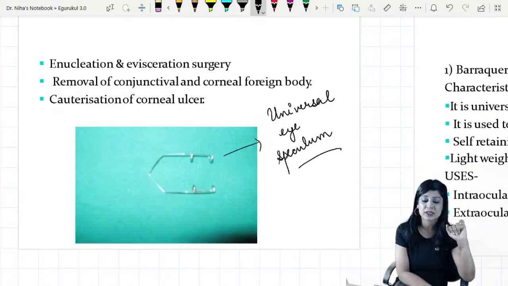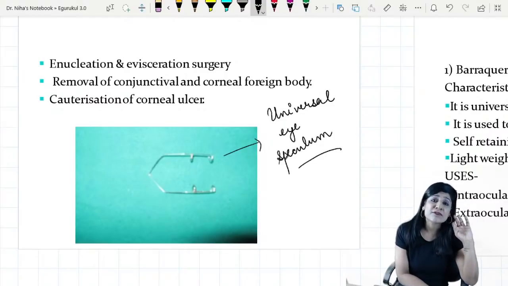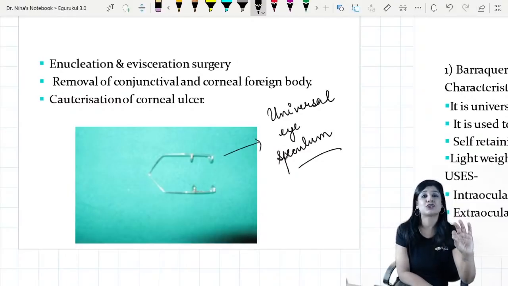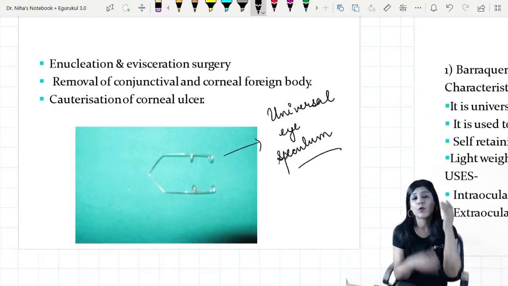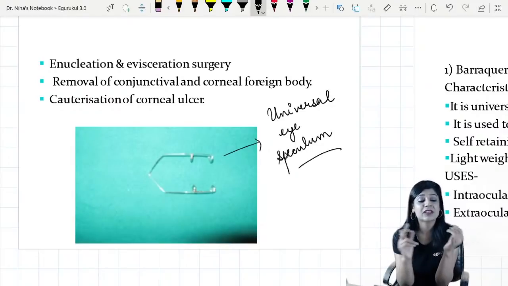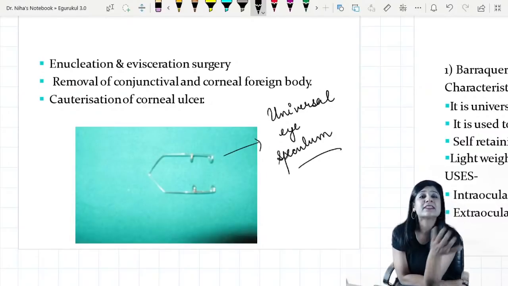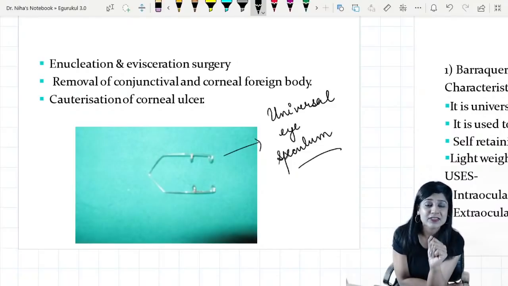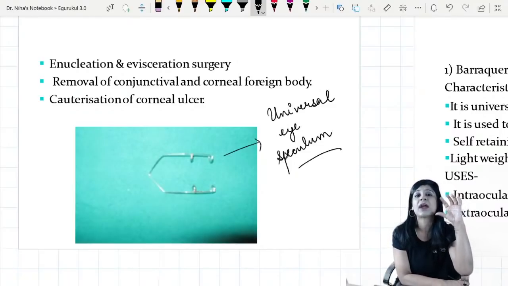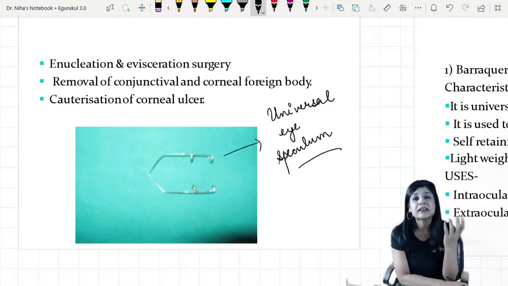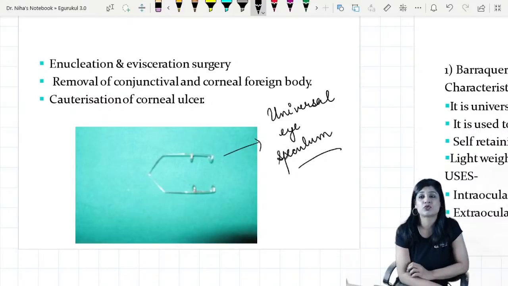So, where will you use it? See, for every surgery, for any surgery for which I actually need the exposure, the opening of the eye. Whenever you are doing any surgery, right from your destructive procedures, when I am doing the enucleation or the evisceration, we actually require the wide opening of the eye. So with the help of this speculum, we are widening the palpebral aperture.